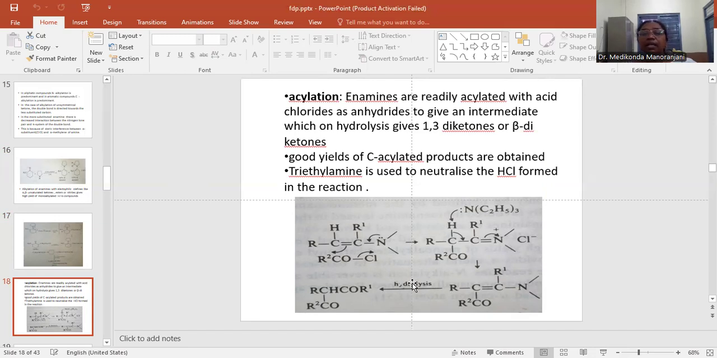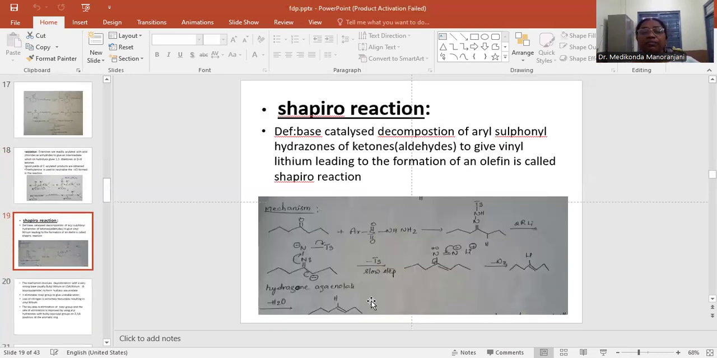Enamines are readily acylated with acid chlorides or anhydrides to give an intermediate, which on hydrolysis gives 1,3-diketones or beta-diketones. Good yields of C-acylated products are obtained. Triethylamine is used to neutralize the HCl formed in the reaction. So this is the acylating reagent and this is the enamine. And this is the product which is obtained, which on final hydrolysis will give 1,3-diketones or beta-diketones.